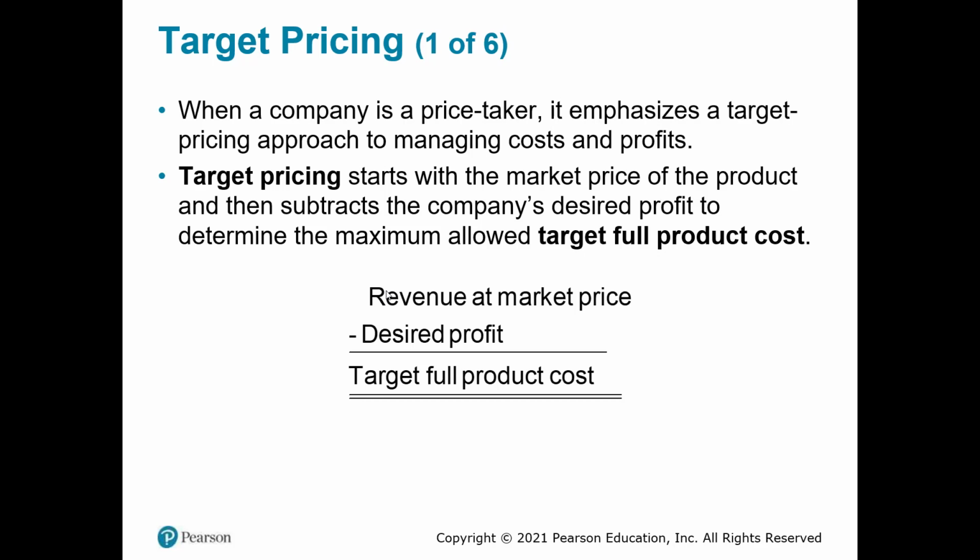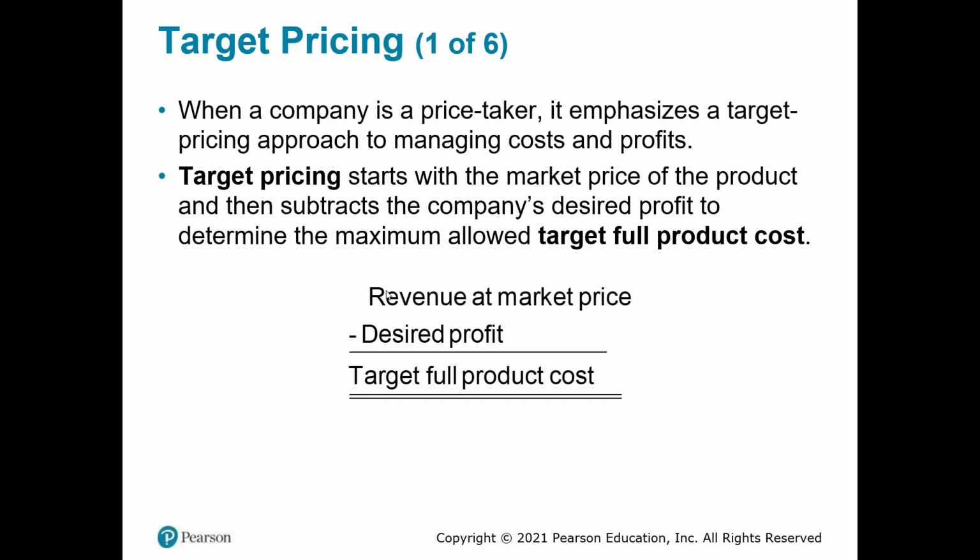Price takers are going to use a target full product cost to determine how they're going to get to the level of profit they want to have. They are operating in an industry where the price they can sell their goods or services for is kind of dictated by the competition. That revenue at market price, they don't have a lot of say over. If you want to think of a way, it's kind of fixed, the amount of revenue that they can make off of any one given product, because it has to be competitive with the price their competitors sell for.